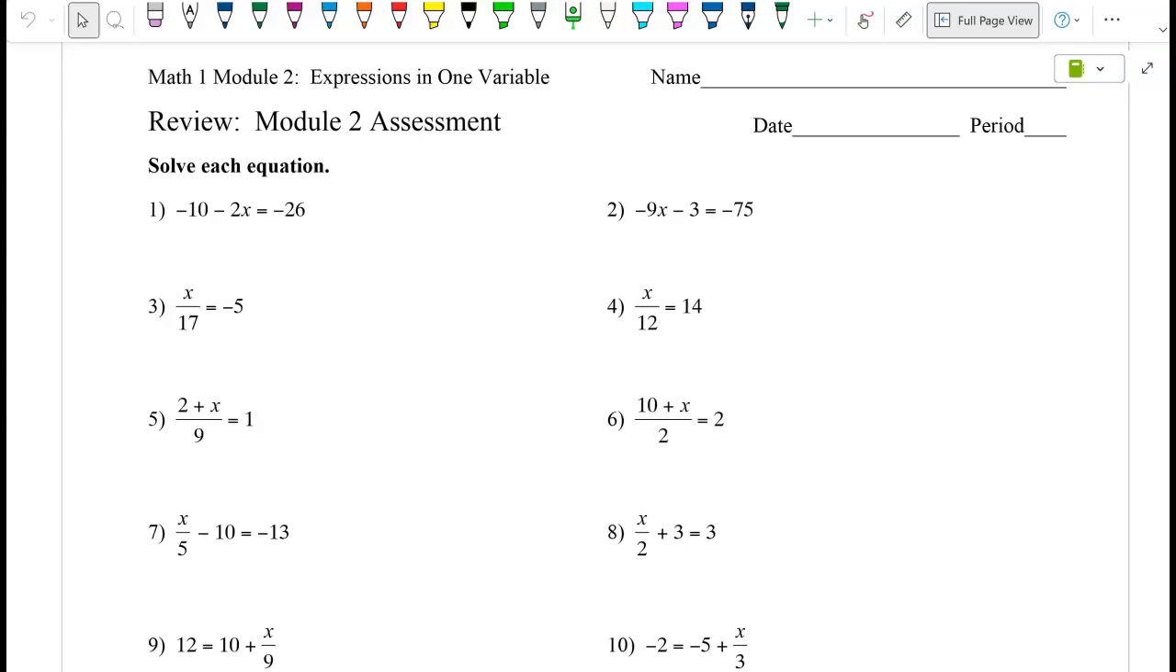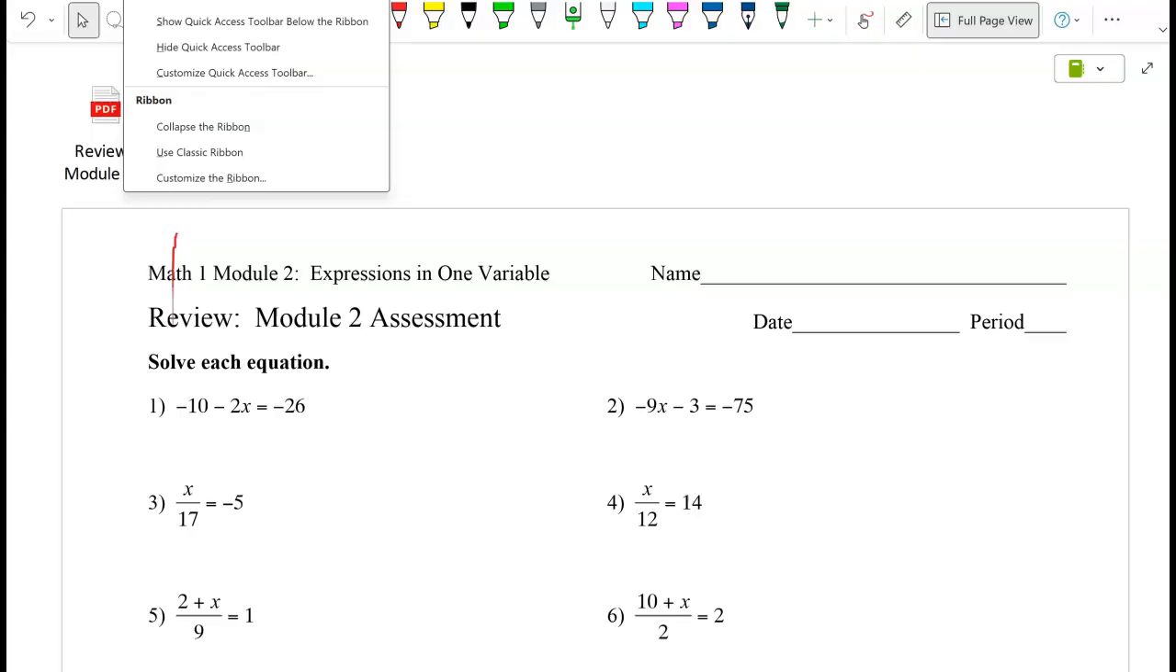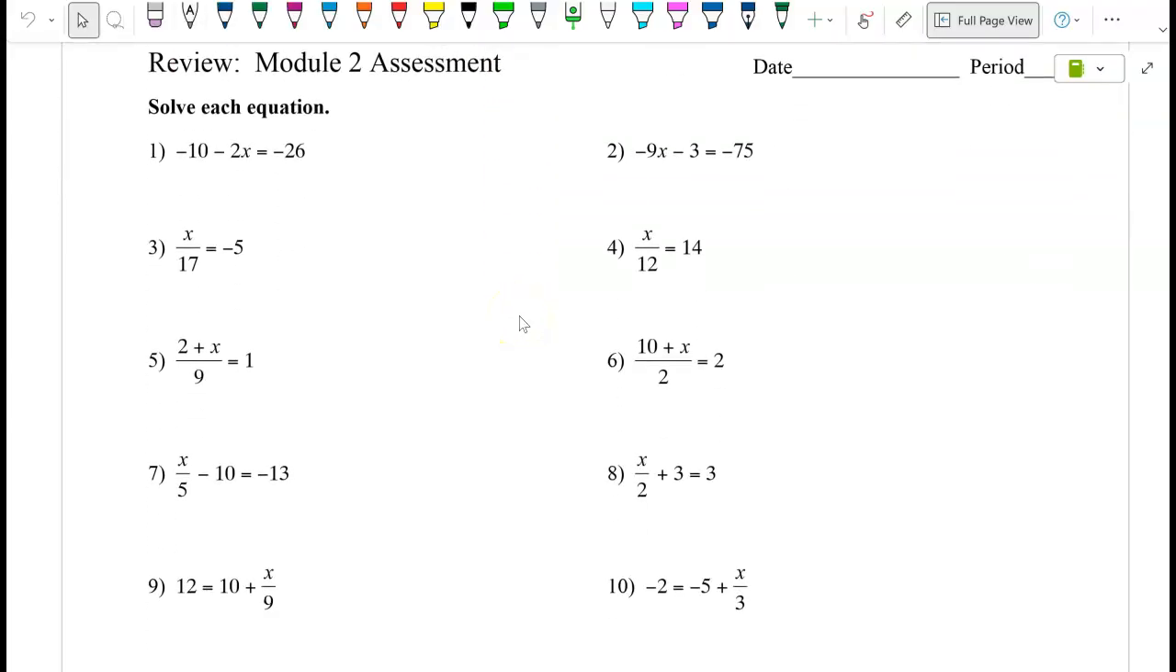All right, so problem number 1, negative 10 minus 2x equals negative 26. Jaden Asensio, what do I need to do first to both sides here? I need to add the 10. Let's try that again. So we add the 10 to both sides. So then I have negative 2x equals negative 16.